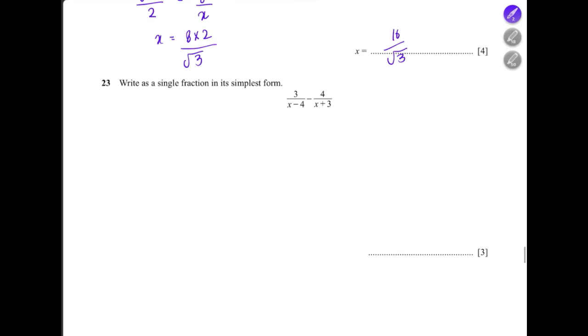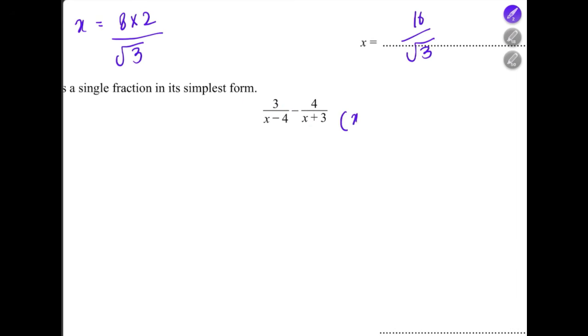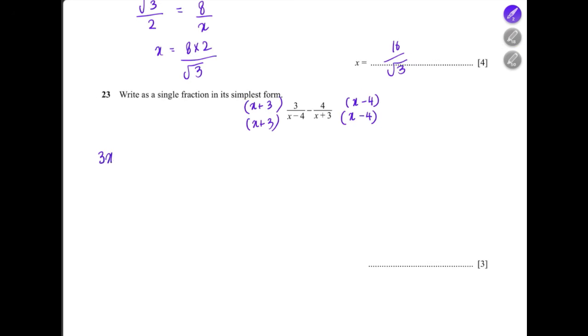Next, write as a single fraction in its simplest form. To do that, you have to make the denominator the same. So we'll multiply by x minus 4, and on the other hand, we'll multiply by x plus 3. So this is going to be 3x plus 9 divided by x plus 3 and then x minus 4, and then minus 4x minus 16 divided by x plus 3 and x minus 4.